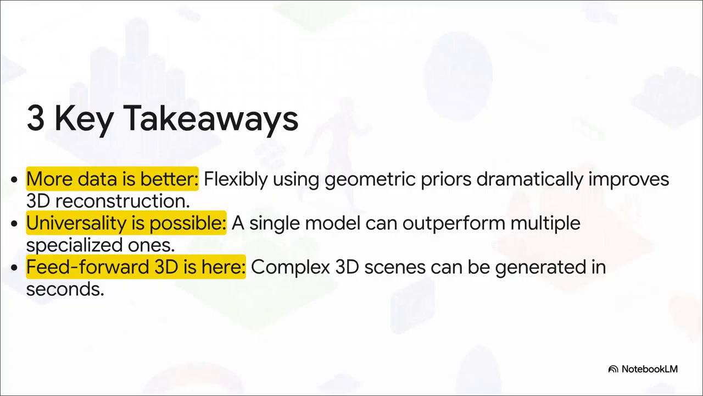All right, let's boil this whole deep dive down. If you only remember 3 things, make it these. Number 1, hints are everything. Intelligently using extra data like camera pose isn't just a small tweak, it's a massive upgrade. Number 2, the Swiss Army knife approach works. A single, universal model can actually be better than a dozen specialized ones. And number 3, fast, high-quality 3D reconstruction is no longer science fiction. It's here, and it's getting better at a terrifying pace.